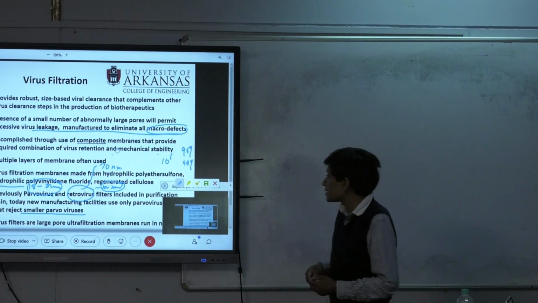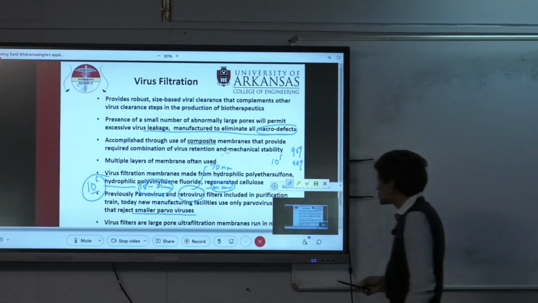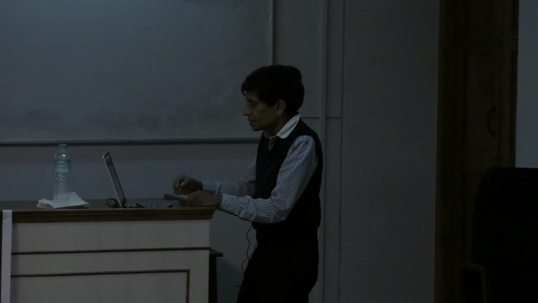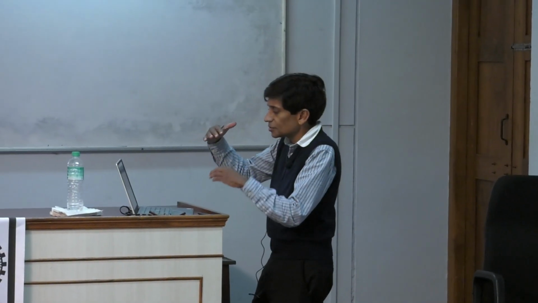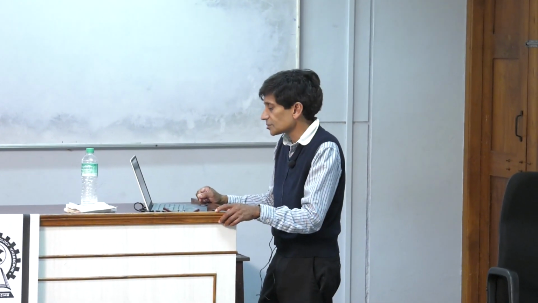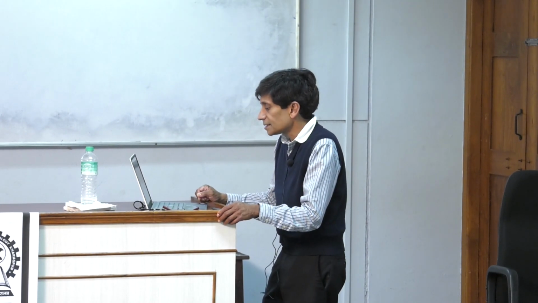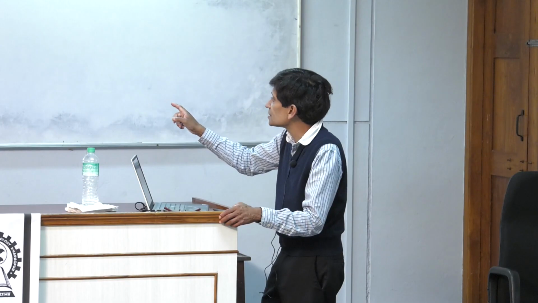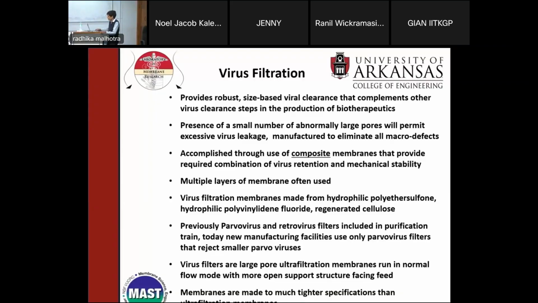And so virus filters are large pore ultrafiltration membranes that basically run in dead end mode with the support structure facing the feed in reverse asymmetric mode, like the biooptimal filter I talked about, okay? And the membranes are made to much tighter specifications than ultrafiltration membranes. For some reason, the bottom part of that has got cut off, but anyway, that's okay.